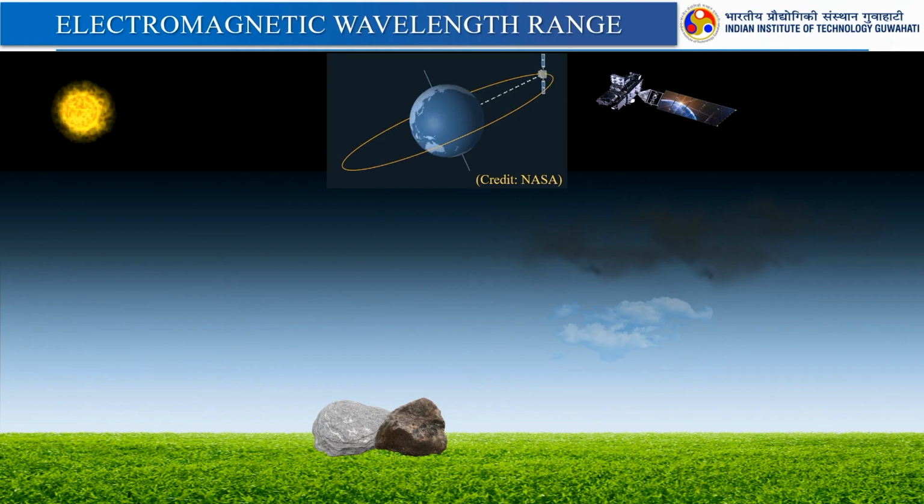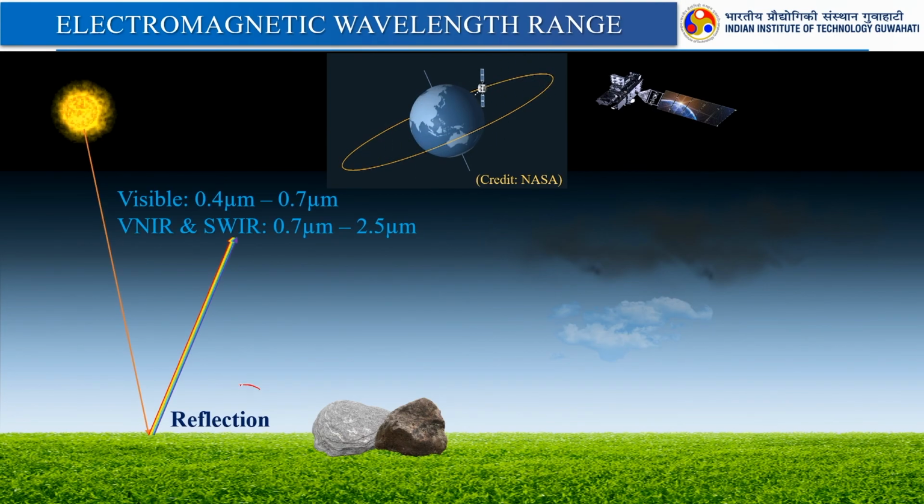Now in this slide, I am just trying to explain what are the different wavelengths that we are using in remote sensing. So the first domain is the reflective domain. In the reflective domain, it starts from visible 0.4 micrometer to 0.7 micrometer. Here this is the wavelength where our eyes are sensitive, right? And VNIR and SWIR from 0.7 to 2.5 micrometer.